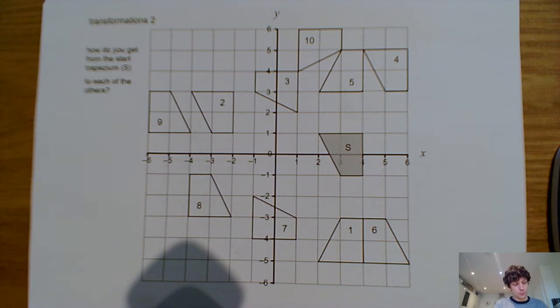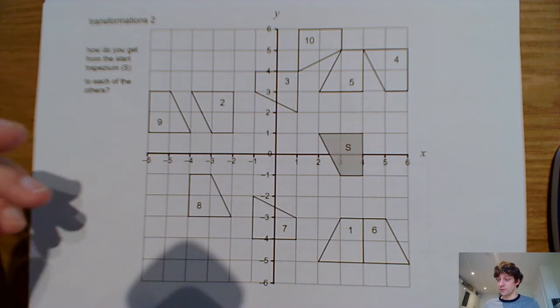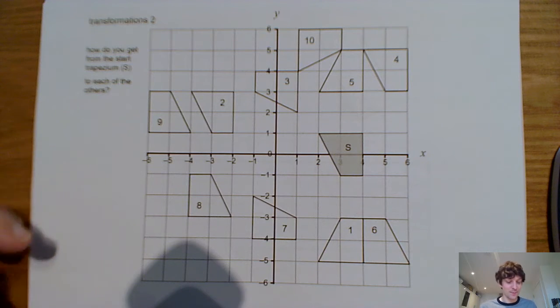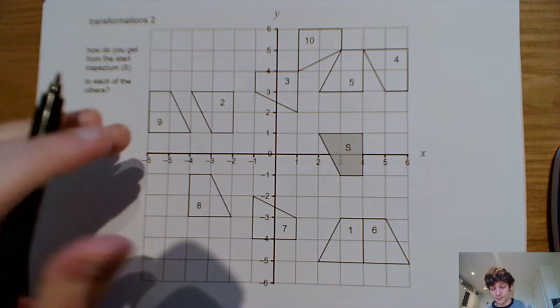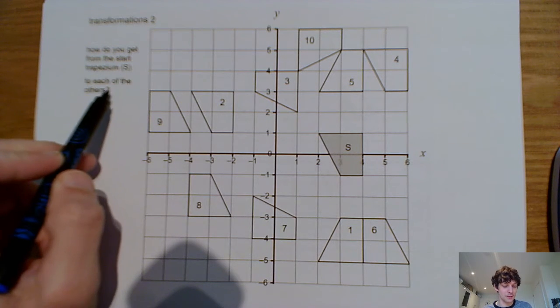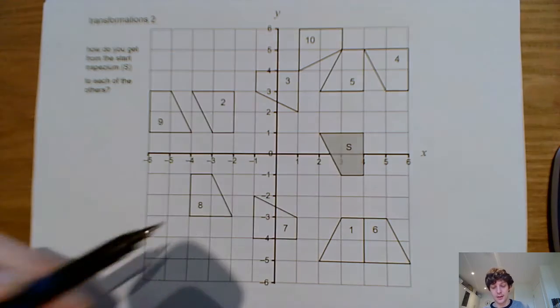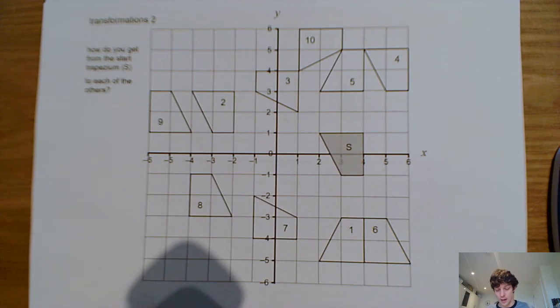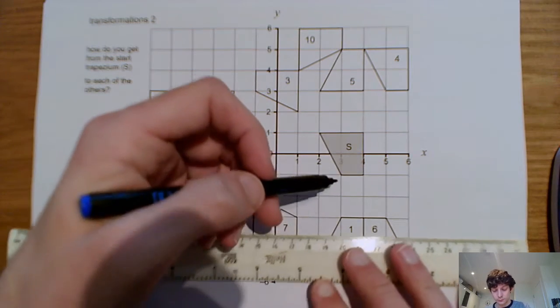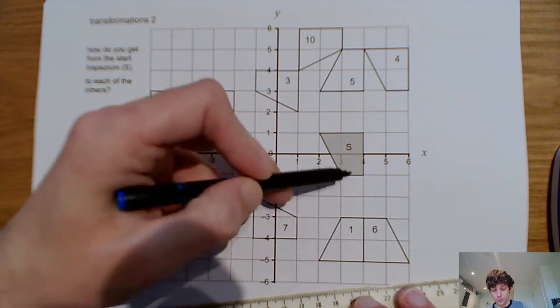So this is like one of the sheets that I've put up for your homework, or your individual exercises. I'm not going to look at all of these, but we're going to have a look at a few. So it's asking, how do you get from the start of trapezium S to each of the others? So I'm looking, how do I get from this to each other shape? Let's have a look at one first of all.